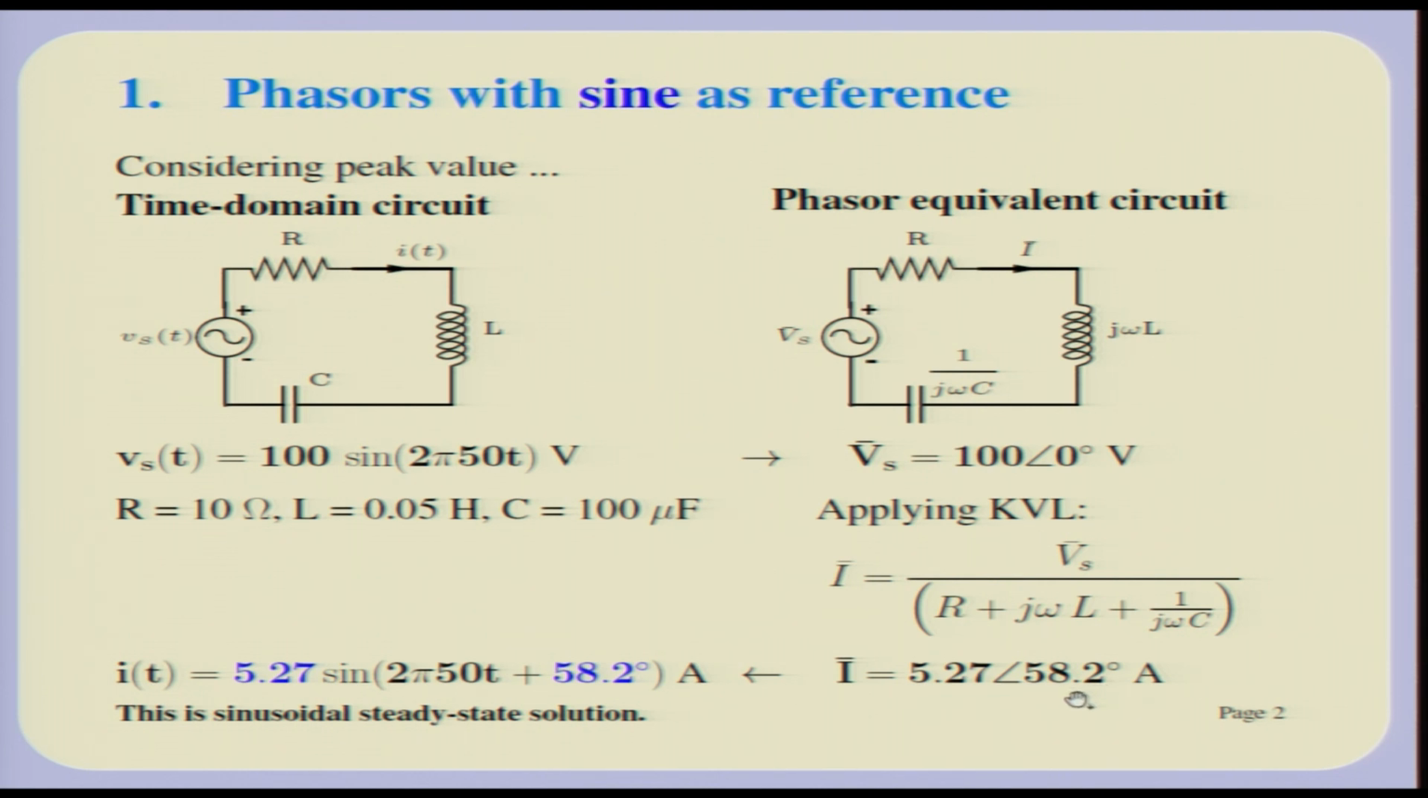So, 5.27. So, actually once you get this phasor, it is easy to interpret what actually you are going to get in the instantaneous domain. So, the sinusoidal steady state solution is in fact got by this. Okay.